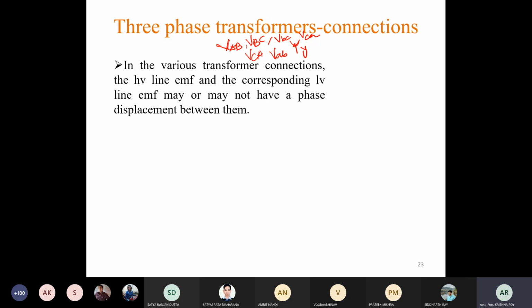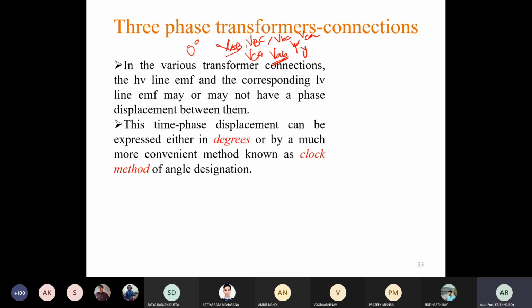Now in different types of transformer connections, these high voltage line EMFs and the corresponding low voltage line EMFs may or may not be in phase. What is the meaning of this? That means this VAB and small vab are either in phase or not in phase. If they are in phase, then the angle between them will be 0 degree. If they are not in phase, then there will be some angle in between them. That we have to denote using a certain technique.